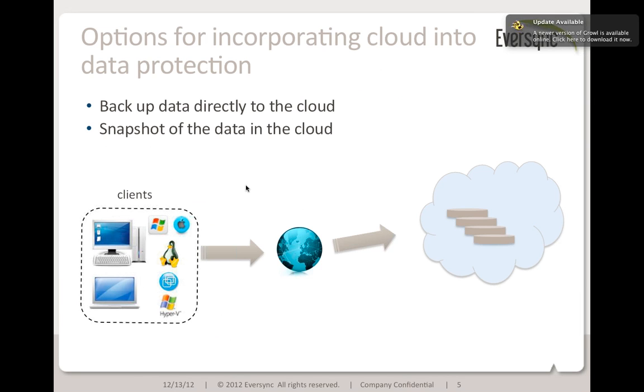So let's look at some of the different options for incorporating cloud into your data protection strategy. And I'm going to talk about sort of a path of 4 or 5 different approaches that build on one another. So the simplest approach is to back your data up directly to the cloud. In other words, move the whole backup problem as much as possible to the cloud.